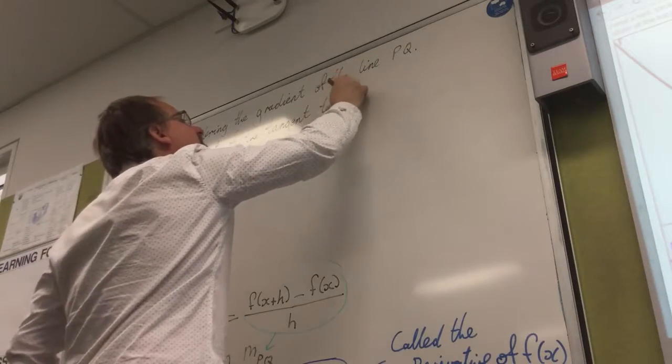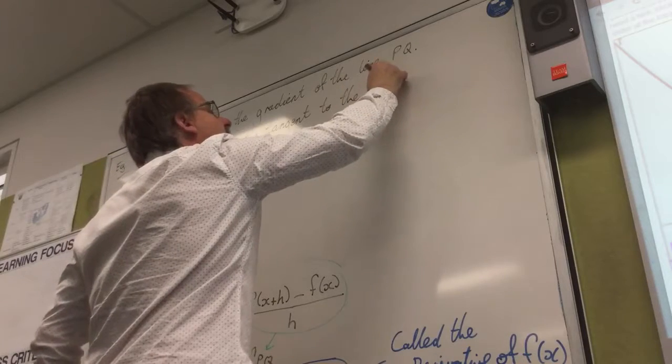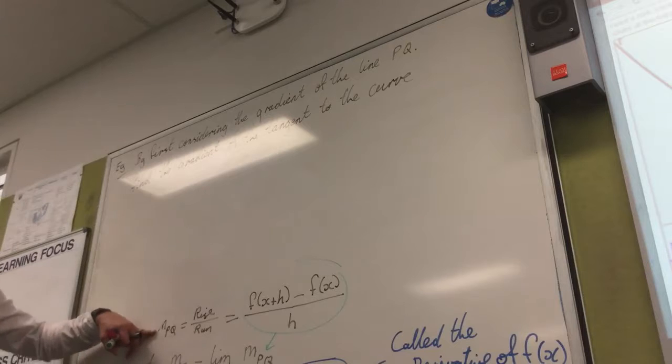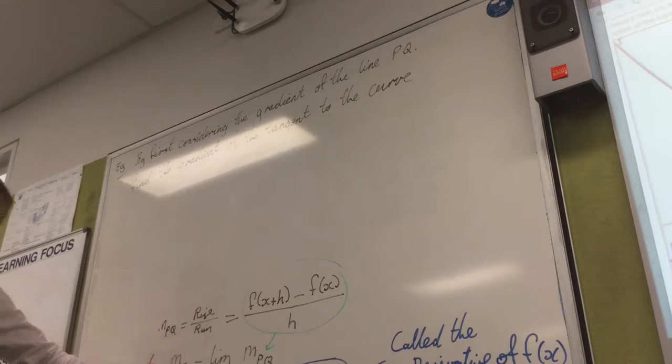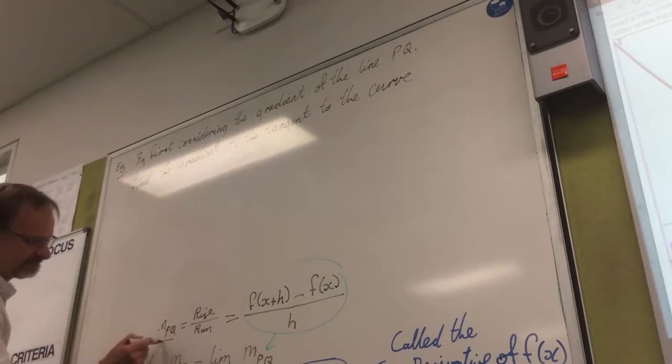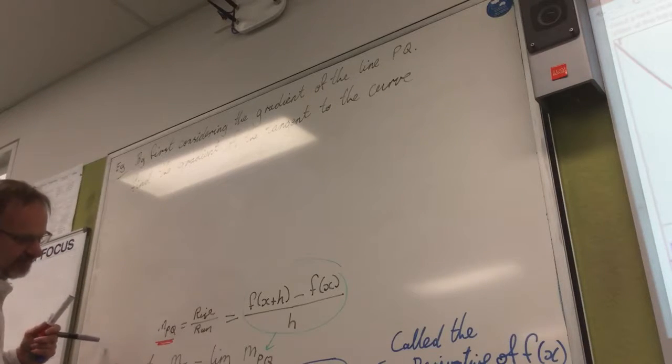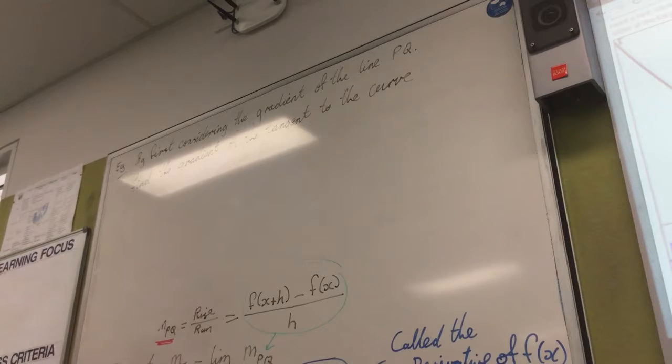So is that just saying by first finding the red line? Yep. So we're going to find the gradient of the red line, this one, and then use that. This one here is the gradient of the red line, and the one underneath it is the gradient of that blue line.